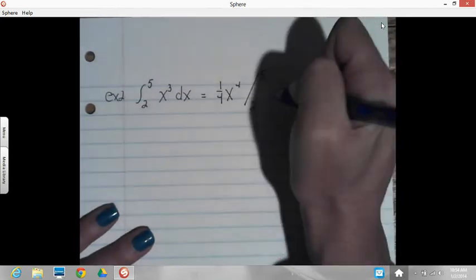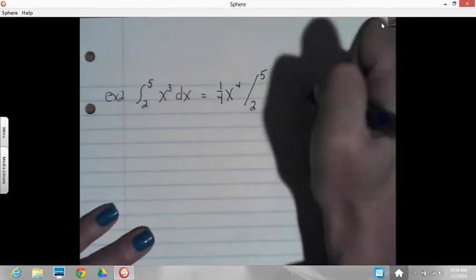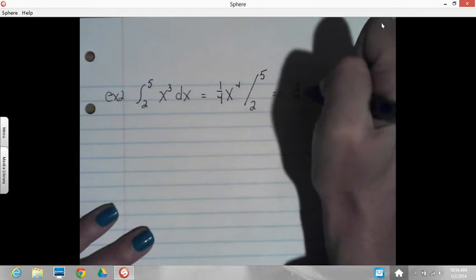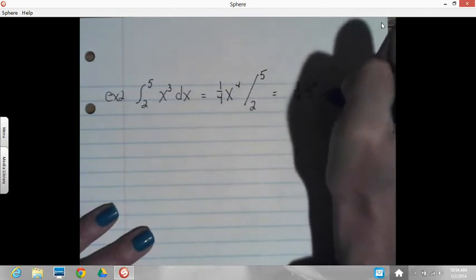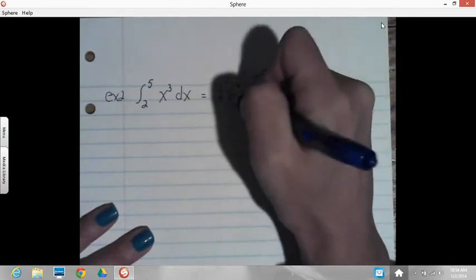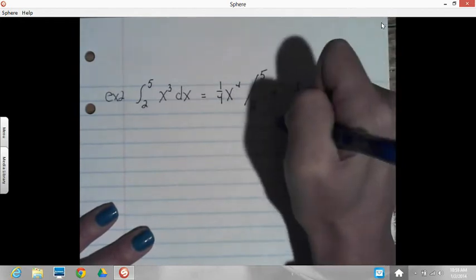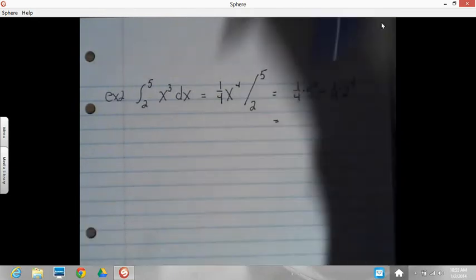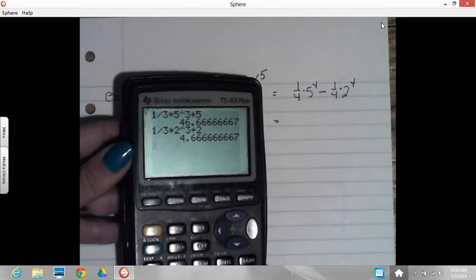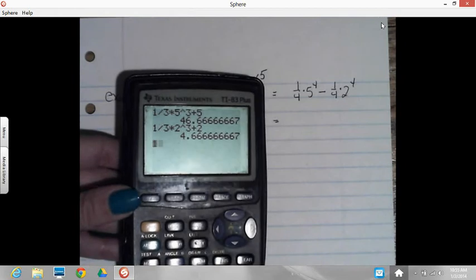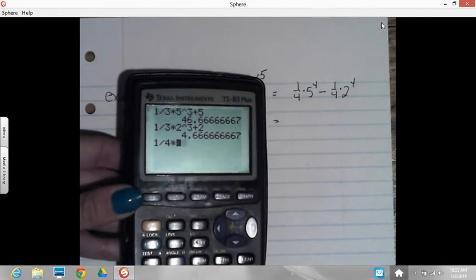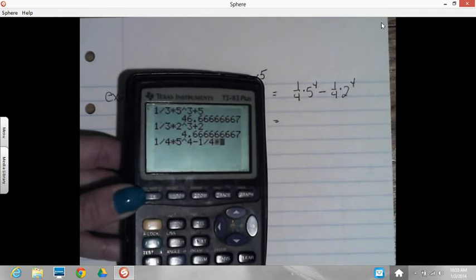And now, top boundary goes in first. So that's 1/4 times 5 to the 4th minus, put the 2 in, 1/4 times 2 to the 4th. And then it's just calculator work. And we want to stay exact if we can. 1/4 times 5 to the fourth minus 1/4 times 2 to the fourth, 152.